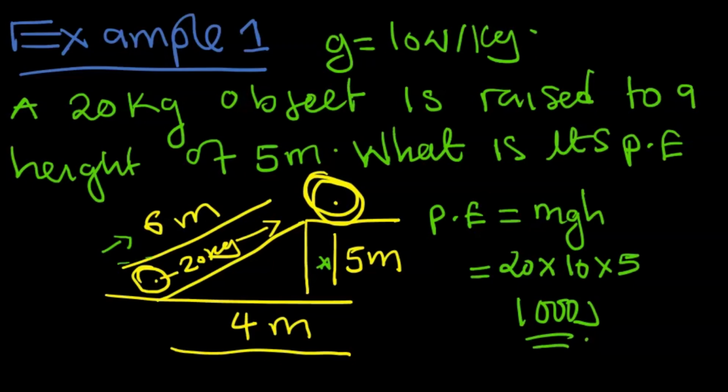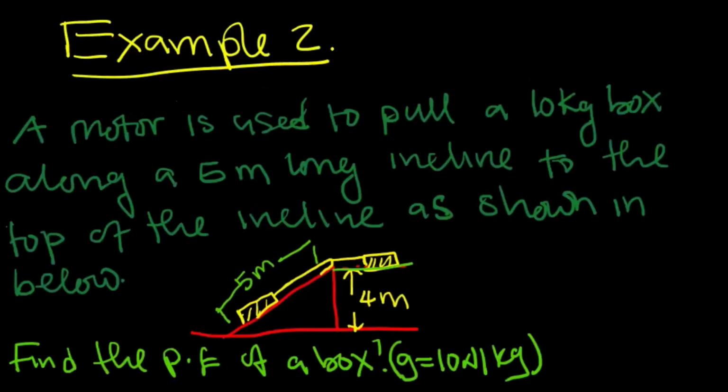Okay, let us look at the second example. So here is the second example. A motor used to pull a 10 kg box along a 5 meter long incline to the top of an incline as shown below. So this is an incline and a box, here is a box, okay, is raised to a height. So the height of the incline is 4 meter. We want to find the potential energy of the box here on top, because here the box is stationary, here it's not moving.